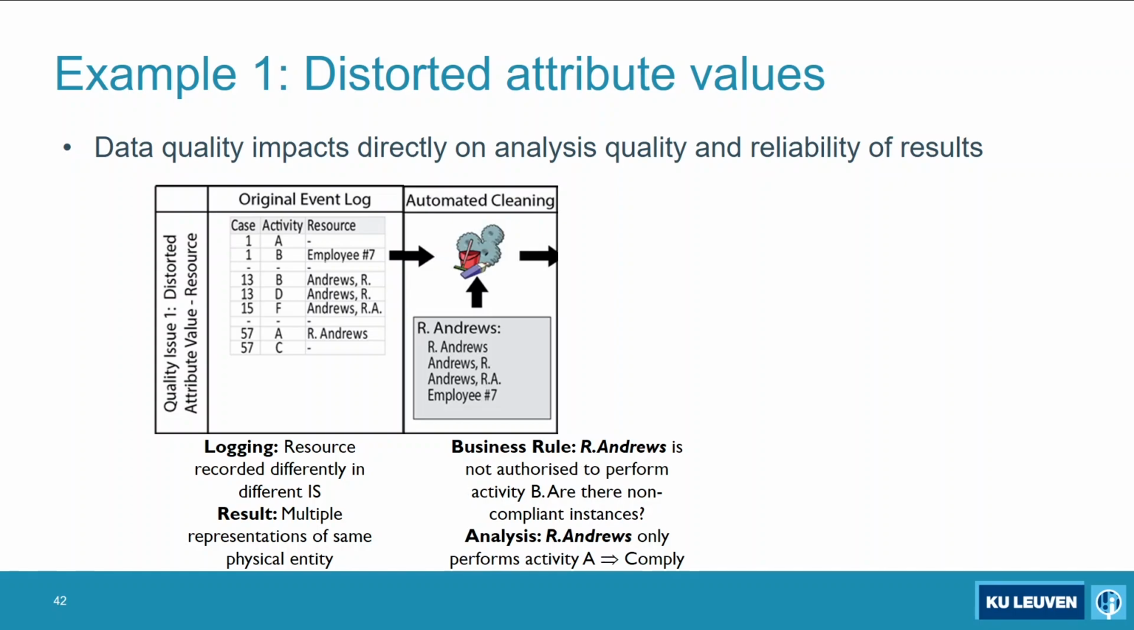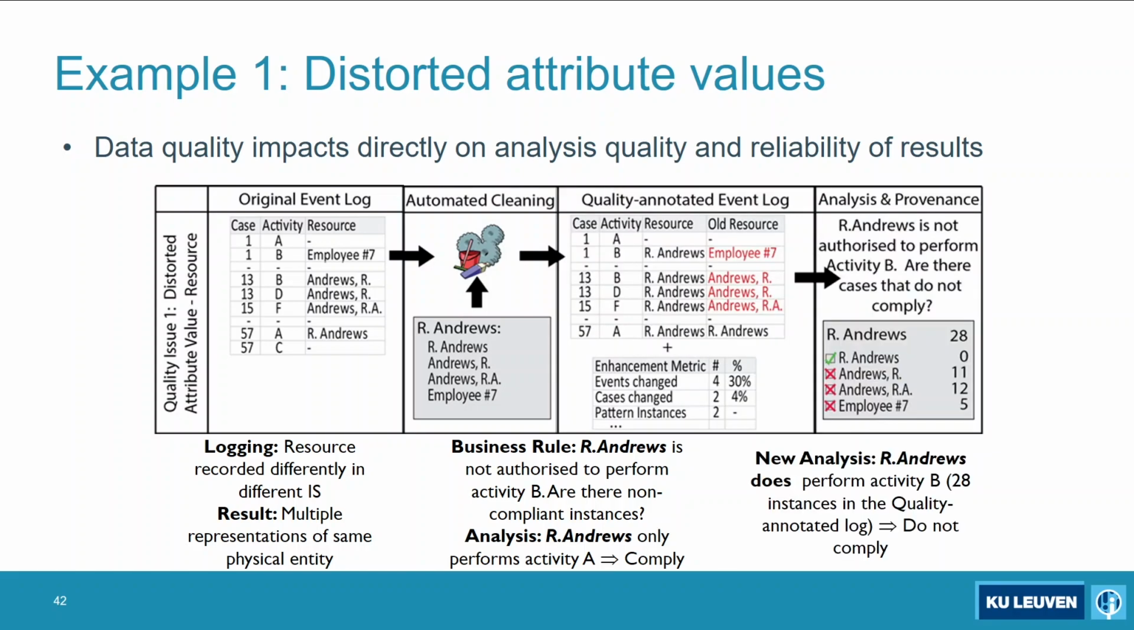So what does it yield? Well, if you want to, for instance, check a certain rule, whether our Andrews didn't do a certain task, you might end up with the wrong analysis. You might say, no, our Andrews is not doing that activity, while in practice, in the data, it is the case, but your data quality was too poor to understand.